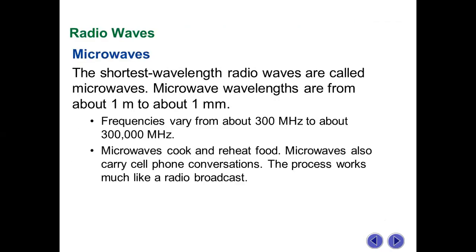Now the second thing is microwave. All of us have a microwave at home. The microwave has the shortest wavelength after radio waves. They are called microwaves because microwave wavelengths are from about 1 millimeter to 1 meter. So the microwave is used at home to cook and reheat food. Microwaves also carry cell phone conversations. The process works much like a radio broadcast.